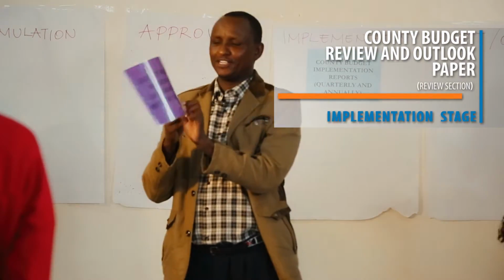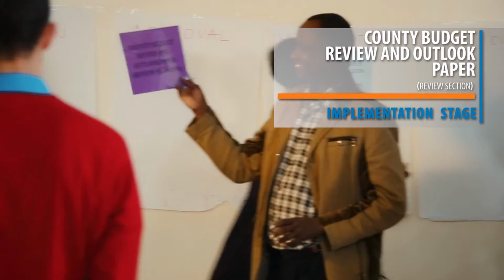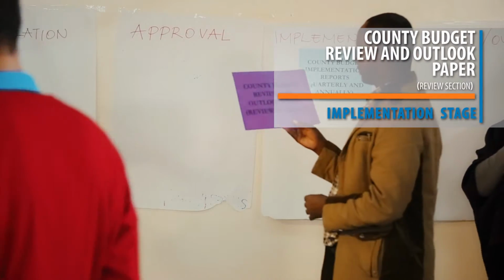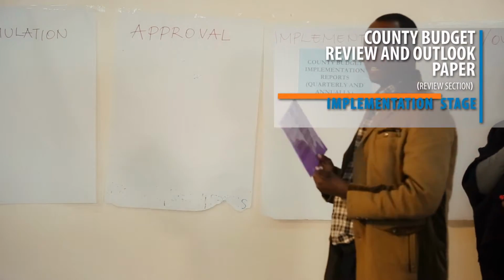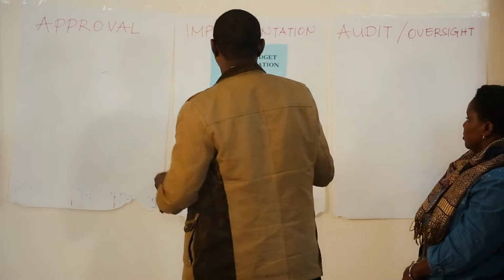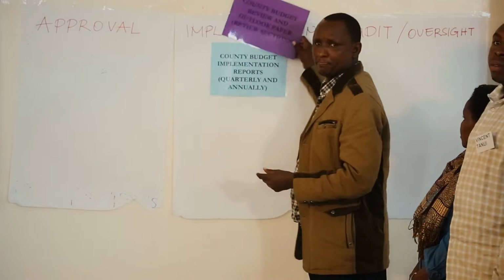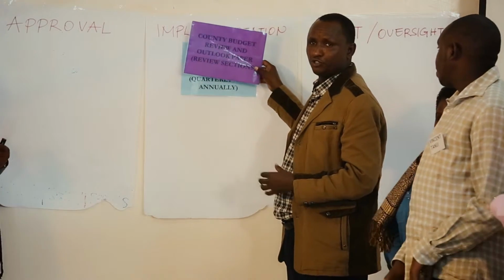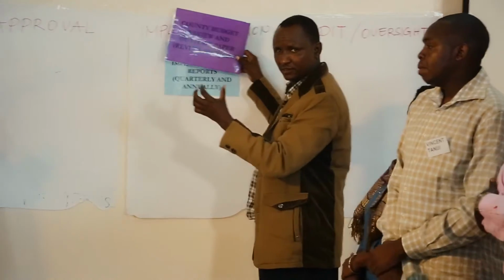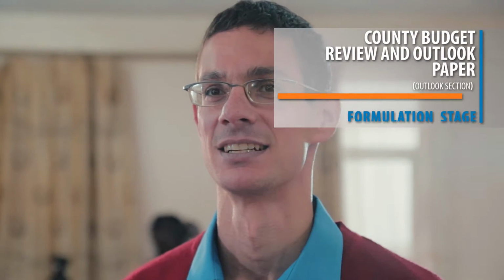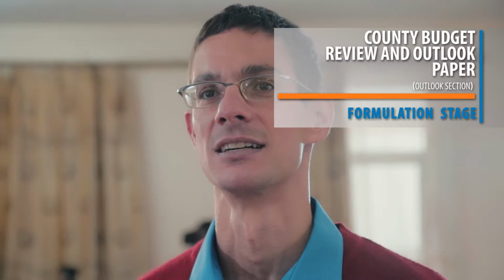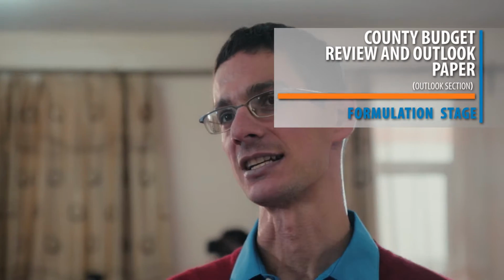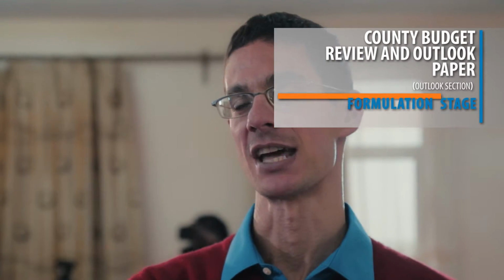County Budget Review and Outlook Paper. Yes. Review section. Okay. This one is produced after the budget, that is 30th of September. Okay. So it is an implementation document, yes, and it is. And what is it reviewing? It is reviewing the whole document of the budget. This County Budget Review and Outlook Paper, outlook section. Okay. So this is the same document, but a different part of that document.